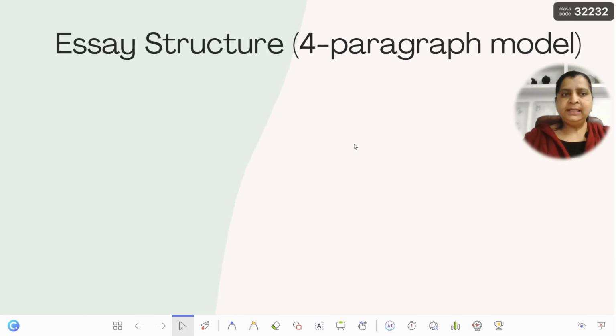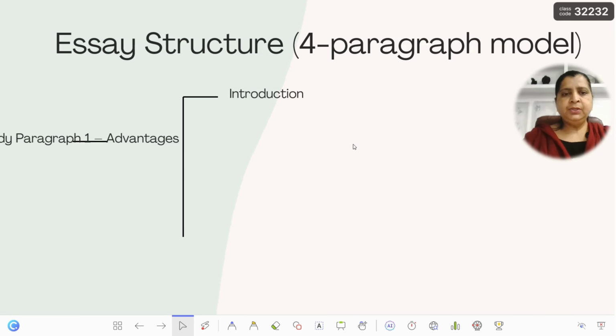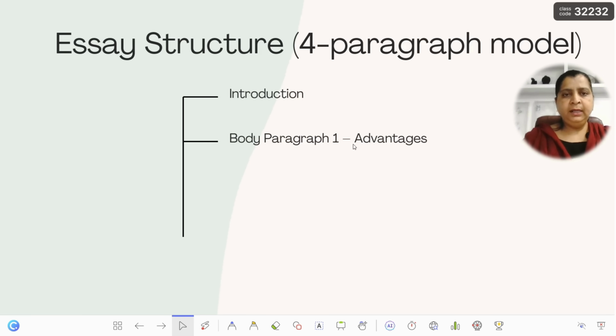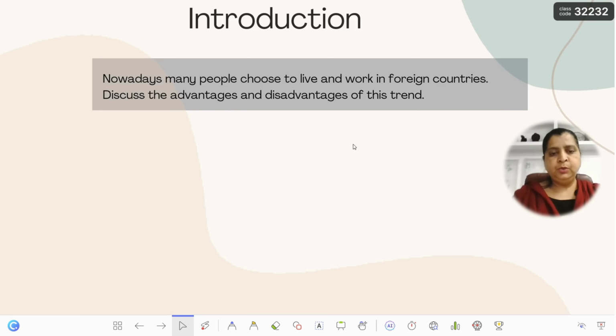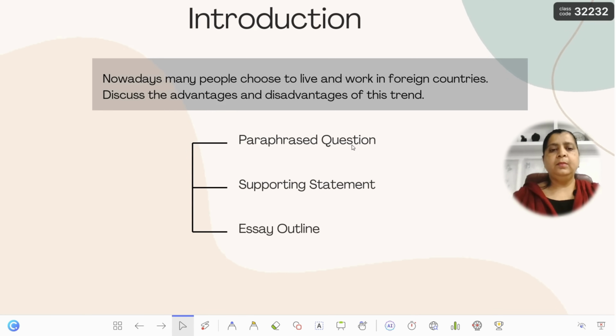Let us understand our essay structure or skeleton. As I say to my students, the essay structure is as follows: introduction, paragraph 1, in which you state the advantages, paragraph 2, in which you state the disadvantage, and finally the conclusion. Let us write the introduction. The prompt is there on the screen. Let us see how we can formulate an introduction. The structure of introduction is on the screen: paraphrased question, supporting statement, and essay outline.